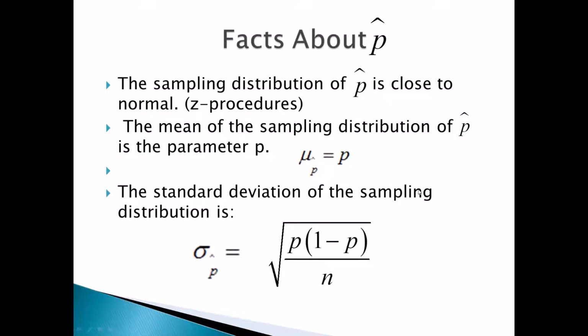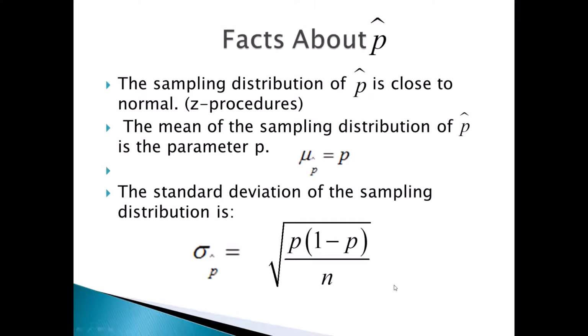This is what's kind of different. Your sampling distribution standard deviation has its own formula. It's the population proportion times 1 minus that over the sample size. Take the square root and you're good to go.